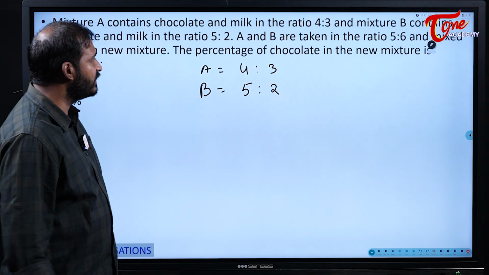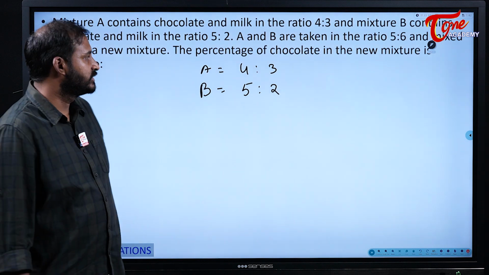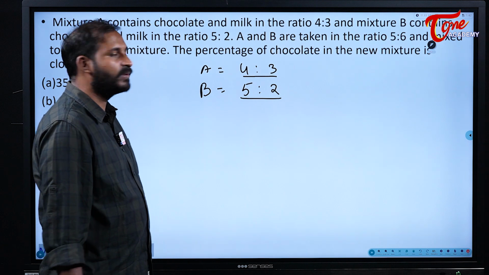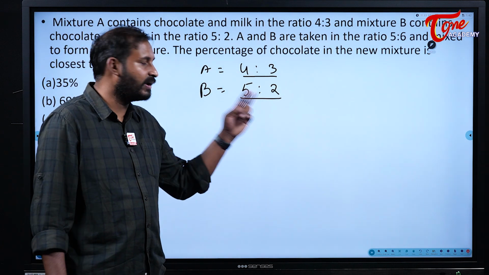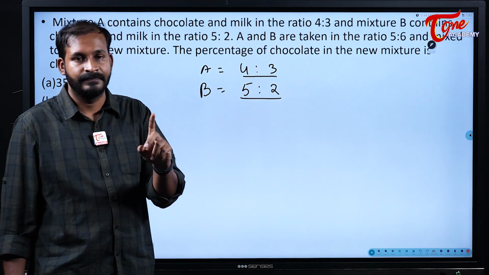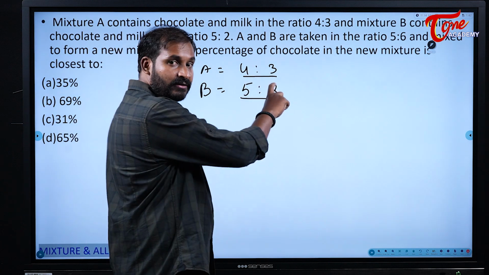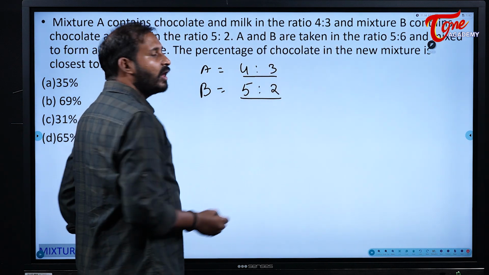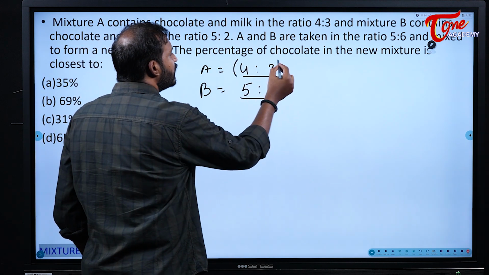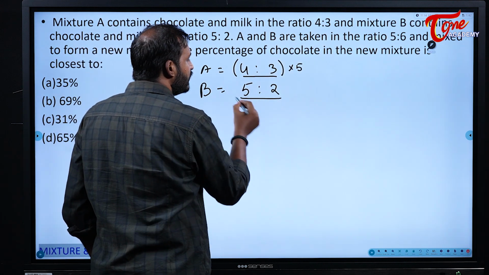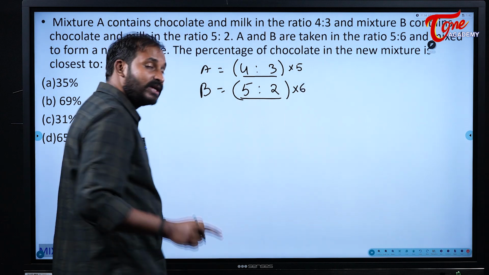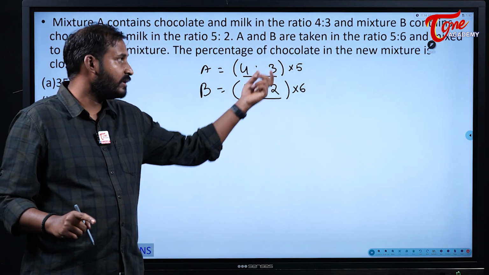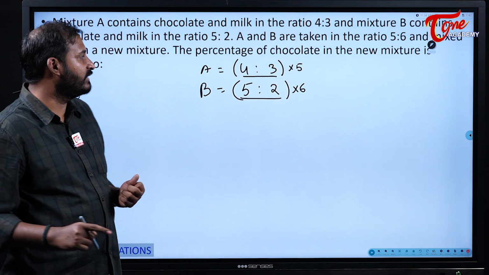Now see here, students, whenever you see these types of questions, first of all, please observe the quantities. Ratio quantities: here 4 plus 3 is 7, and 5 plus 2 is 7. Both are equal. First of all, make sure that these two are equal. If these two are equal, then directly, A and B are taken in what ratio? 5:6, right? So then you can multiply this with 5 and this one with 6. First and foremost, you should balance these two total sums. Then only take them in the ratio of 5:6.